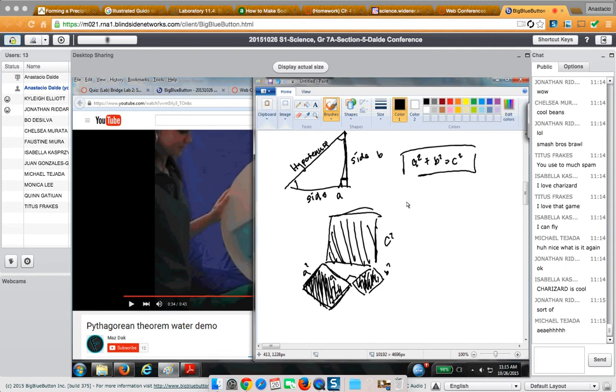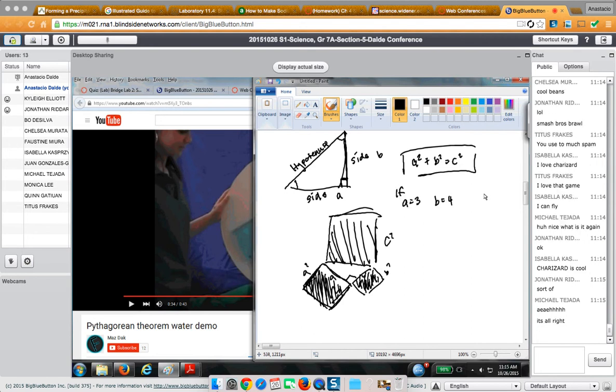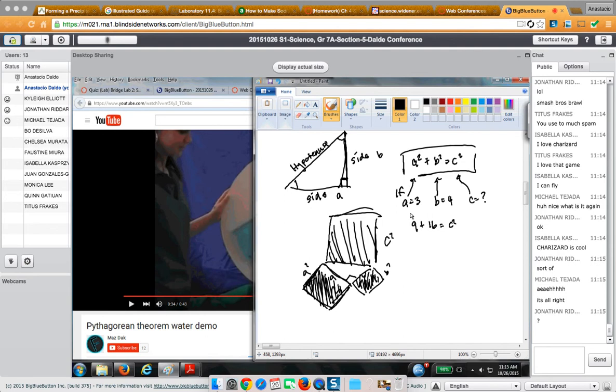So for example, if a equals 3 and b equals 4, what is c equal to? C equals what? Then I just plug it into here. So we have 3 squared, which is 9, plus 4 squared, which is 16, equals c squared, right? I skipped a step. Maybe I should write 3 squared plus 4 squared equals c squared. And 3 squared is 9, and 4 squared is 16, so we're good, right? 9 plus 16 is 25.